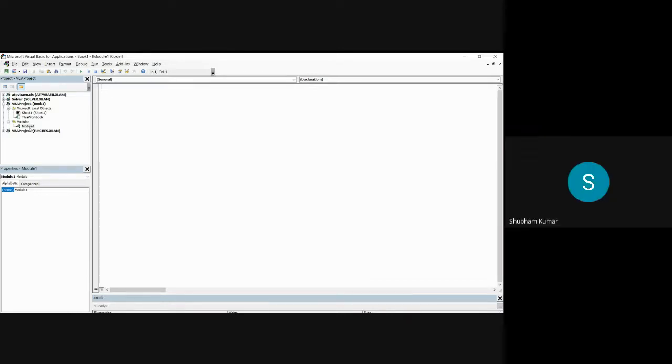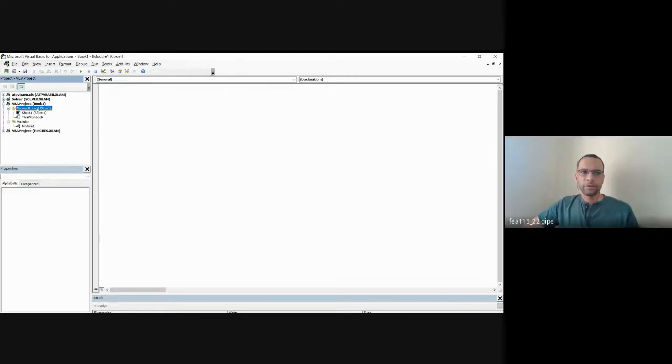So inside Excel, which option has to be clicked? Yeah, so inside this, go to Insert and Module. Okay, sir. So by default, it creates Module1. You can leave the name to be the same. It should not be a problem.